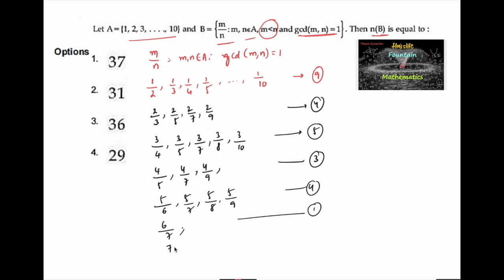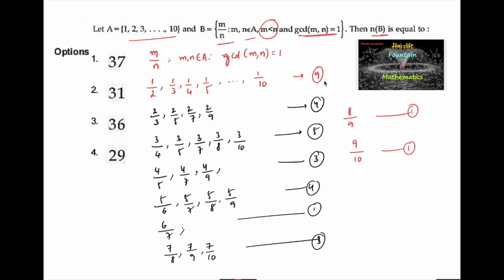And if I start with 7, 7 upon 8, 7 upon 9, and 7 upon 10, so here 3 elements are there. And if I start with 8, 8 upon 9, 8 upon 10 we cannot consider, so only 1 element. And if I go with 9, 9 upon 10, it's only 1 element. 10 upon 10 we cannot consider because m should be less than n.